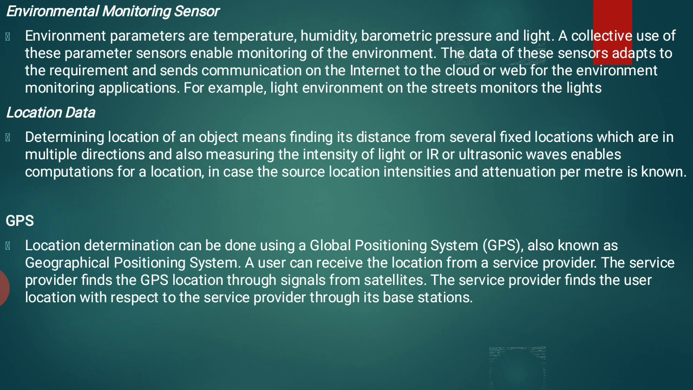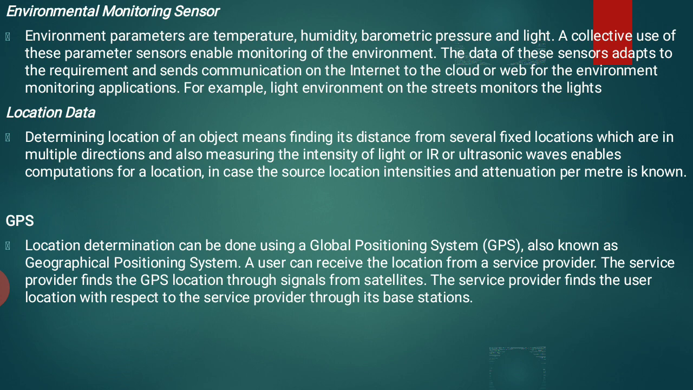So by using the location data, we first have to place an object. Based on that object, we have to identify its distance from several fixed points. It is possible based on the direction, and also we can identify the object based on the intensity of the light, or by sensing infrared rays, or by using ultrasonic waves. It enables the computation for a location.